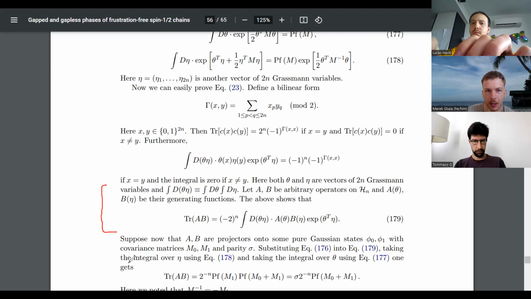Okay, so this is just the formalism we were covering, and now we will see how this comes into action. So now we should slow down a little bit. In this formula, A and B will be two projectors onto some Gaussian states. Those Gaussian states are the special states with a Gaussian characteristic function.